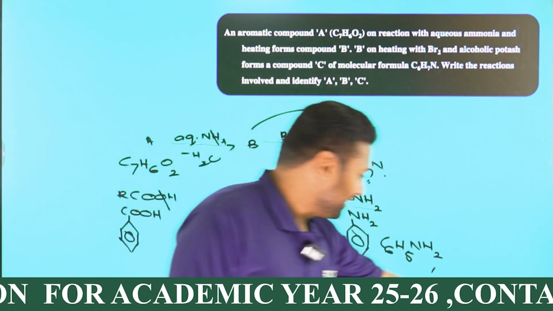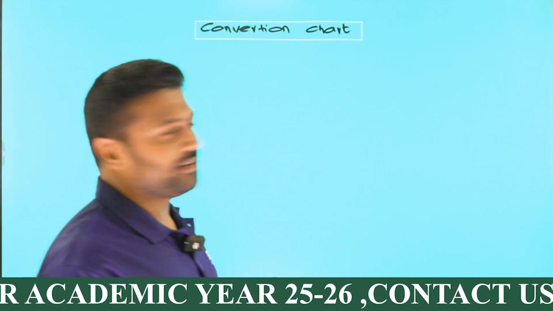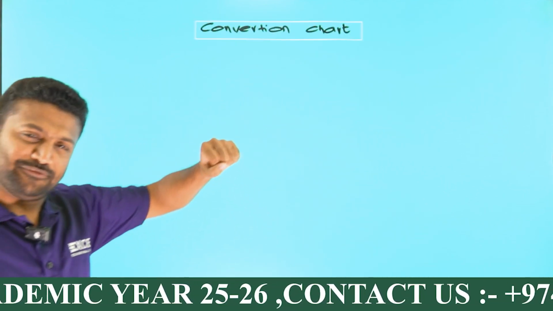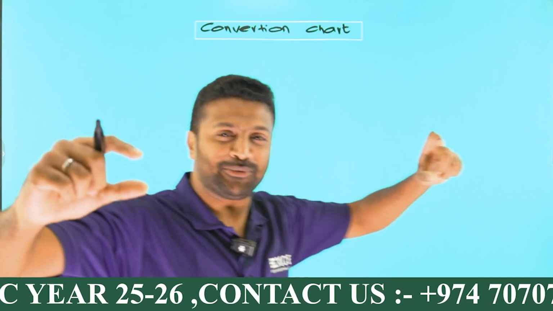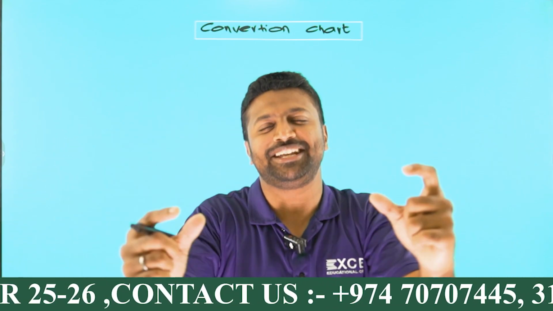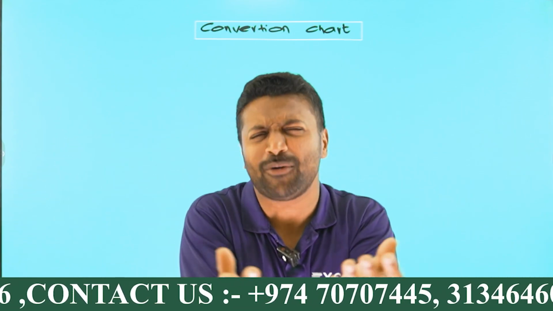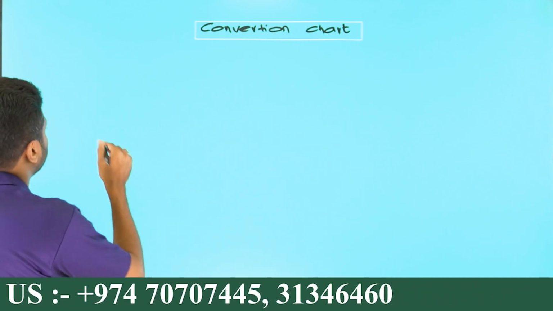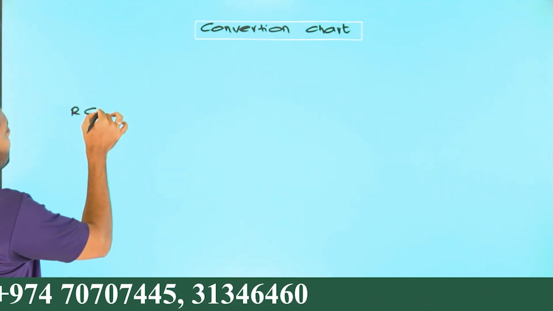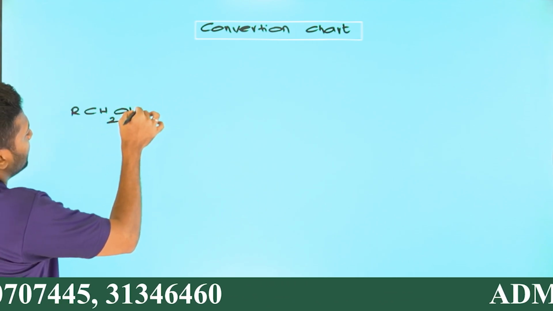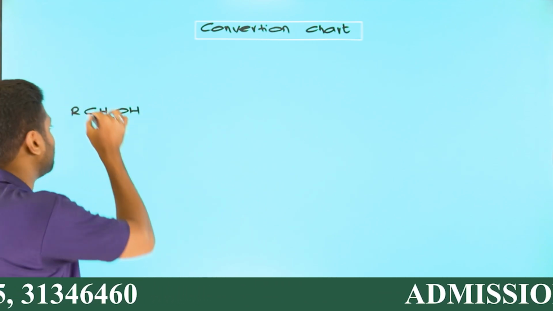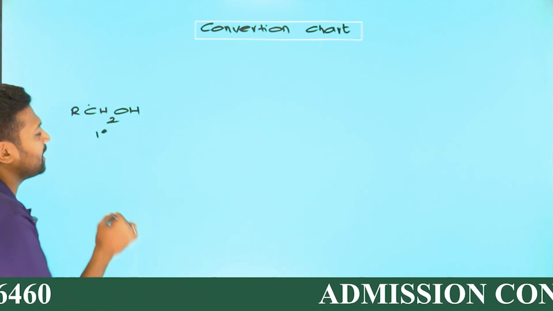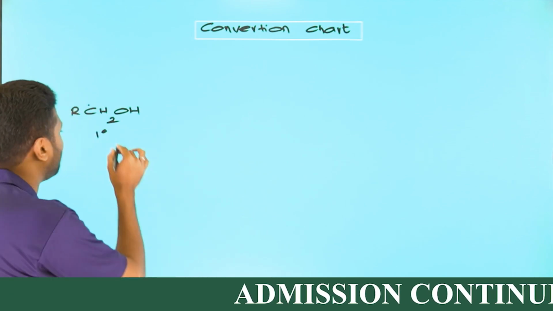That's it. Now, a small conversion chart for you. A small part only, because we are consolidating into 1 hour, 1.5 hours. I'm not giving much, but you will get something, right? Regarding the conversion chart, see guys, I'm starting from here. RCH2OH. CH2OH means OH connected to a carbon which is connected to one other carbon, so it is called a primary alcohol.